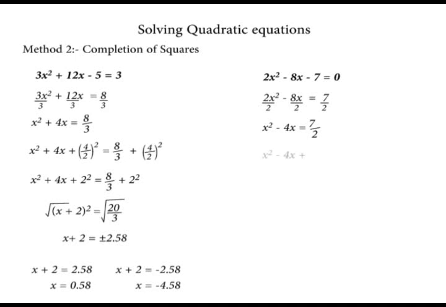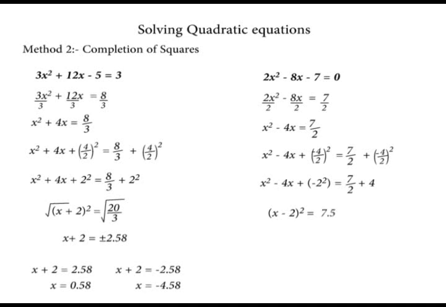So we shall have x squared minus 4x plus (minus 4 over 2) squared is equal to 7 over 2 plus (minus 4 over 2) squared. Then we have x squared minus 4x plus (minus 2) squared is equal to 7 over 2 plus 4, since (minus 4 over 2) squared is 4. Then we take x squared and minus 2 squared. So we have (x minus 2) squared is equal to 7 over 2 plus 4, which should give us 7.5.